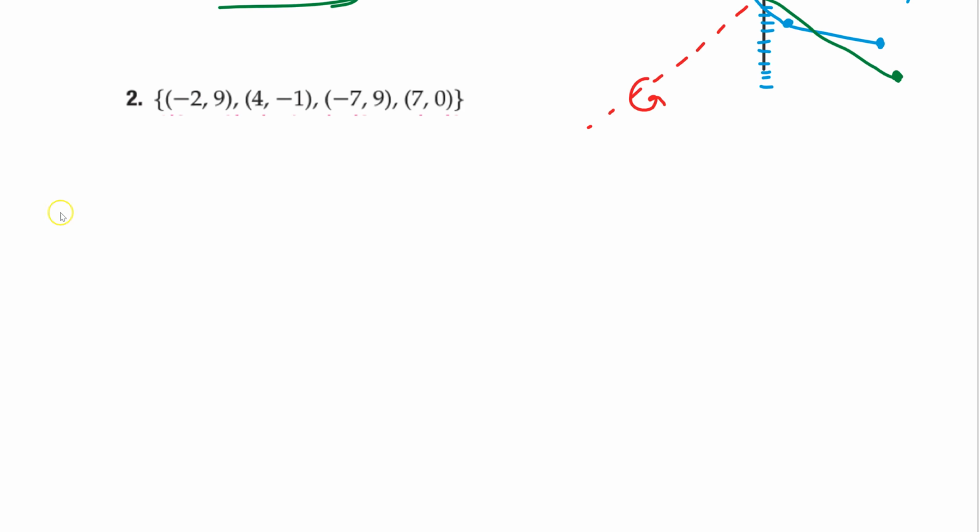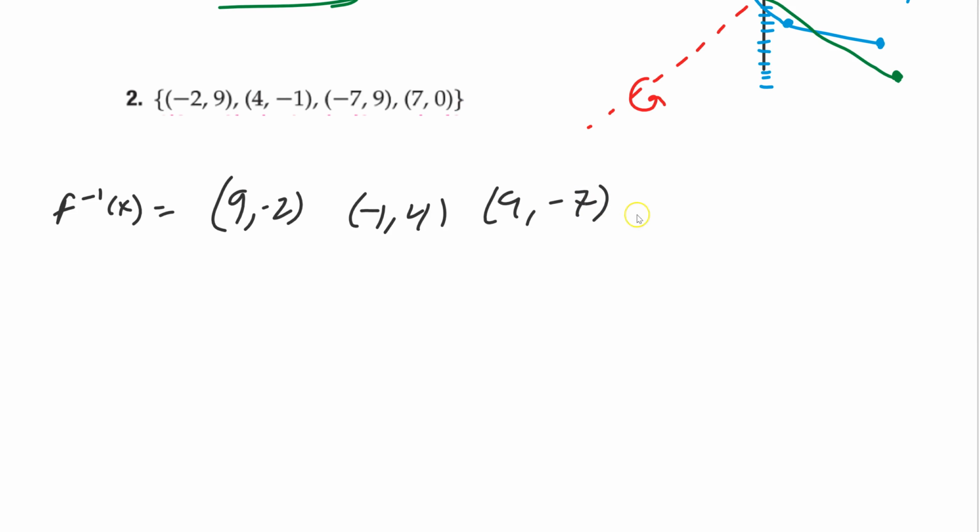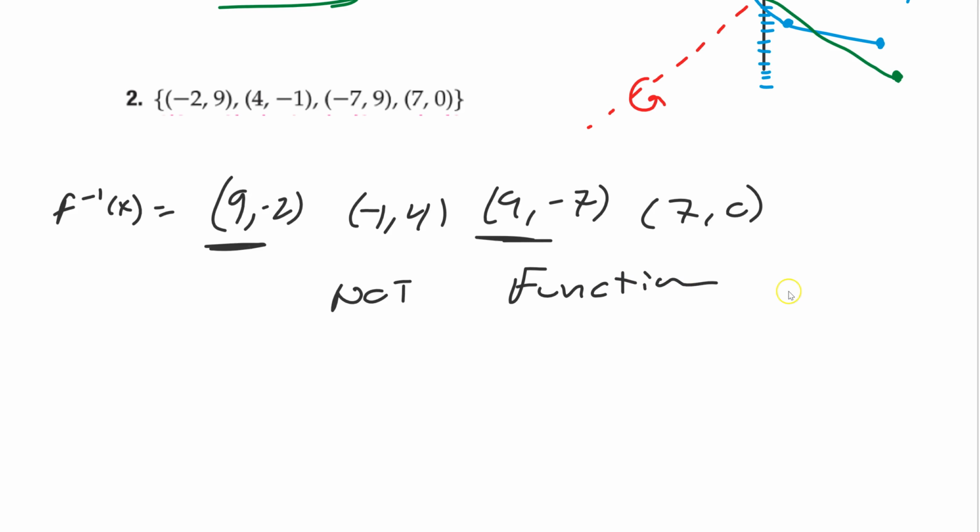So again, if I want the inverse relation, it's not a function yet. Just switch it, so it's 9 and negative 2. It's negative 1 and 4. 9 and negative 7. And 7 and 0. And if you look, this one's actually not a function. It's an inverse relation. So I get that.